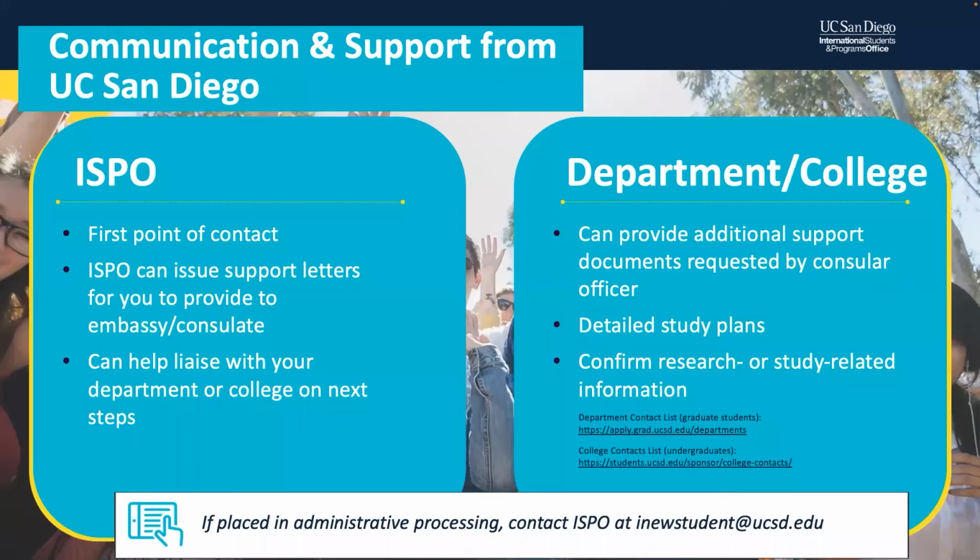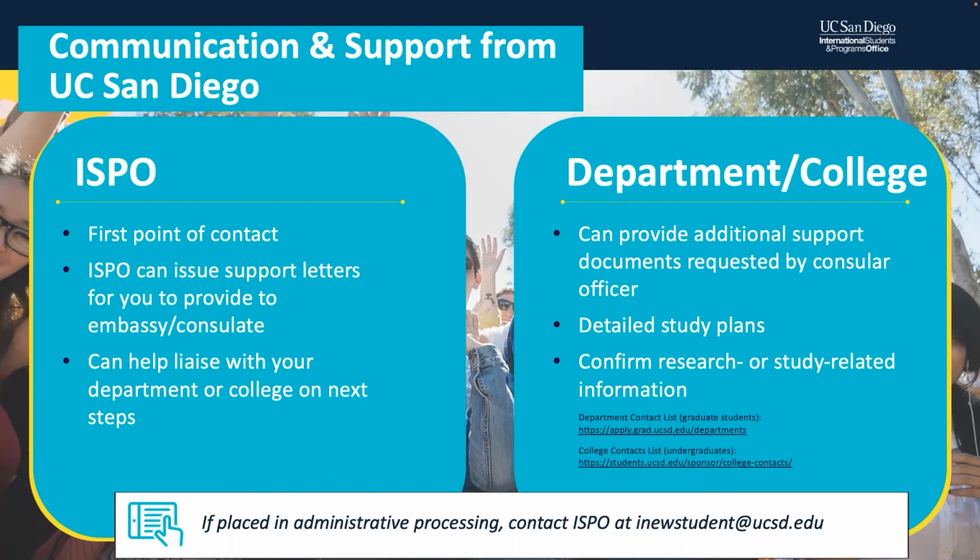All right, so we are your first point of contact needing any kind of support with your visa. Of course, it's important to keep your college or your department updated if there are going to be delays to arrival, but we can be your first point of contact and help you through the process if you're experiencing visa delays or administrative processing. So we can issue you support letters for you to provide to the embassy or consulate if it's been more than 60 days of waiting.